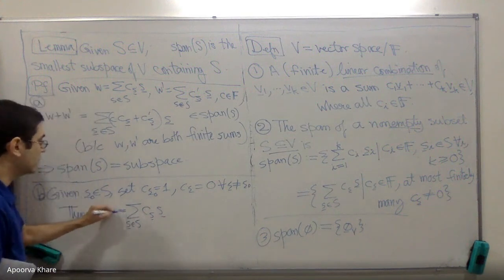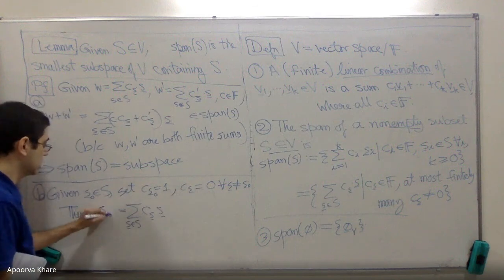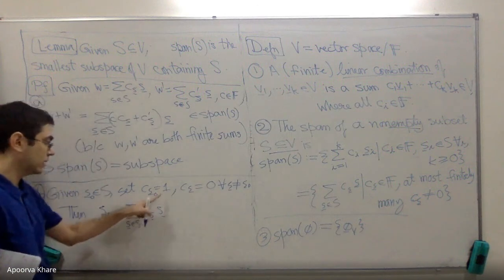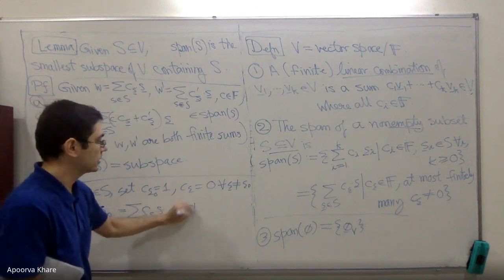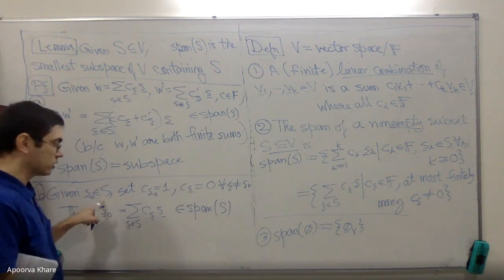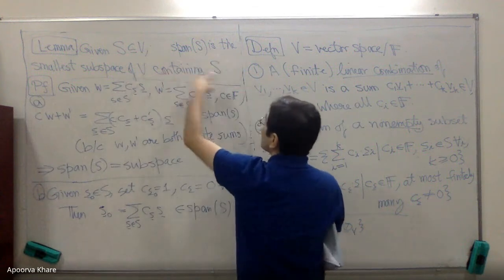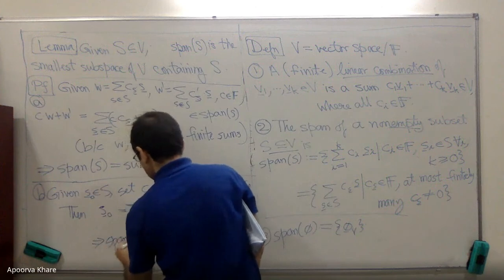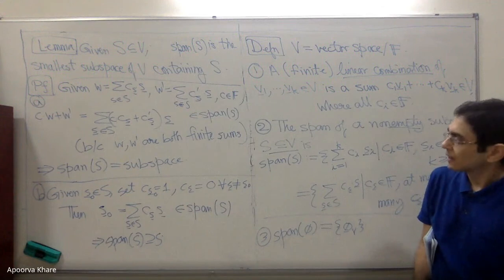So if I have this sum for these particular choices of c, then how much is this? On the one hand, it is equal to c_{s naught} times s naught, which is 1 times s naught plus 0 times the rest. On the other hand, it is of this form because it's a finite sum, there's only one term, and therefore it must belong to the span of S. So in particular, every element s naught in S belongs to the span of S, so the span of S contains S. That is part B. So it is a subspace of V and it contains S.